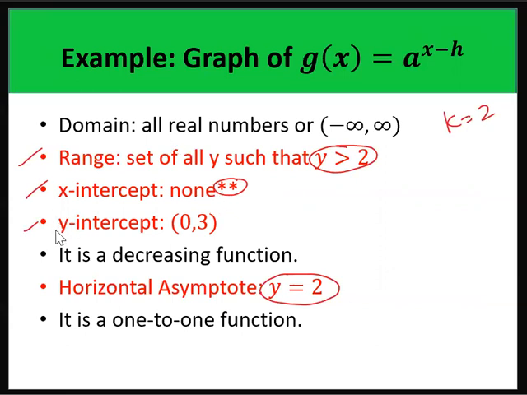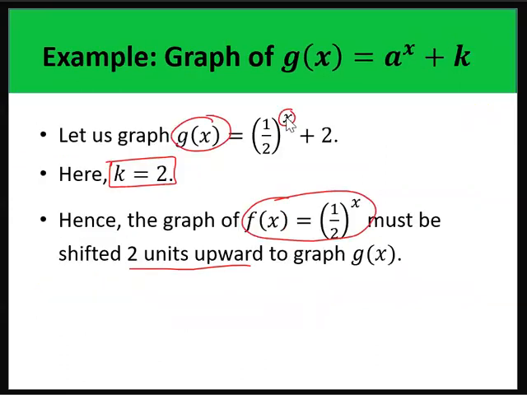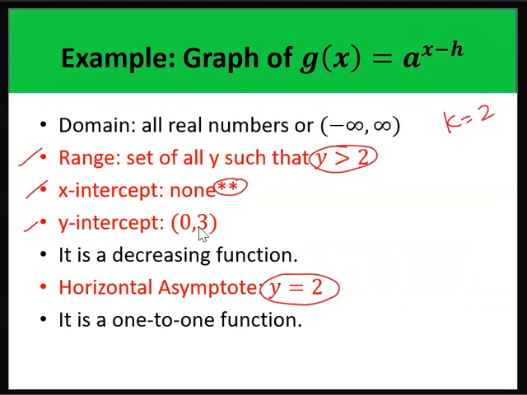And then the y-intercept will also change. In this case, if we substitute 0 for x, then we have 1/2 raised to 0 is 1, and then adding 2 will give us 3. So that's why the y-intercept is (0, 3). All the rest of the properties will remain the same. So the domain will still be the set of all real numbers. It is still a one-to-one function. But since the base that we used in this example is 1/2, it is a decreasing function.